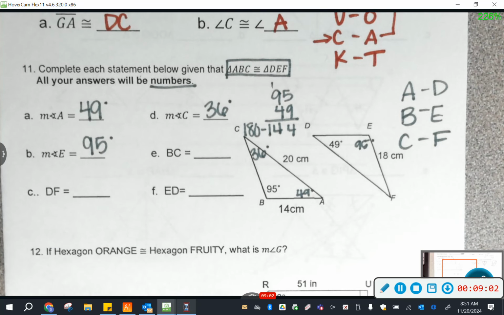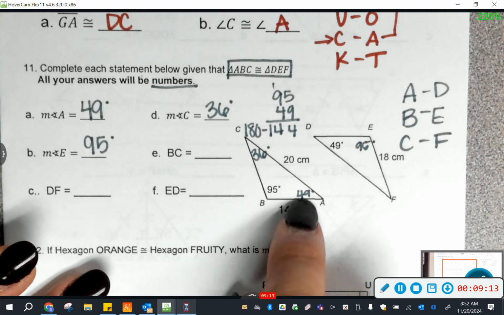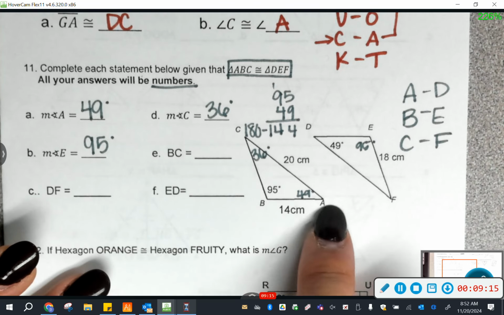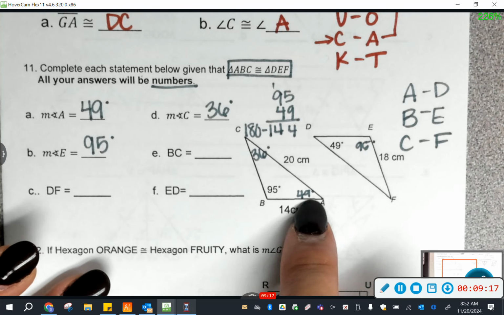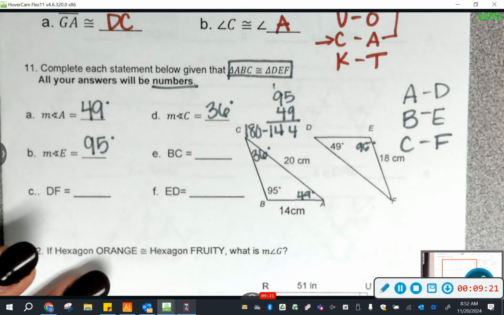Write it down if you don't have it answered, please. Add the insides together. Because you just said A was 49, right? So I put 49 right there. So how do I find C? Add 95 plus 49, subtract from 180.